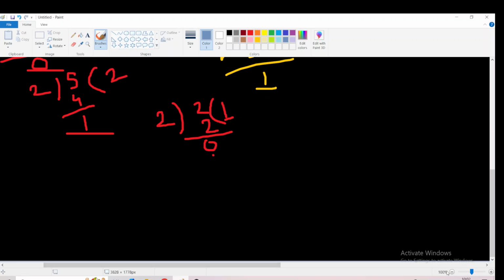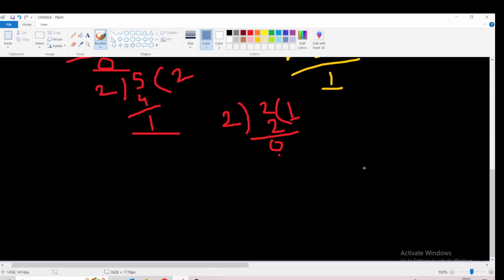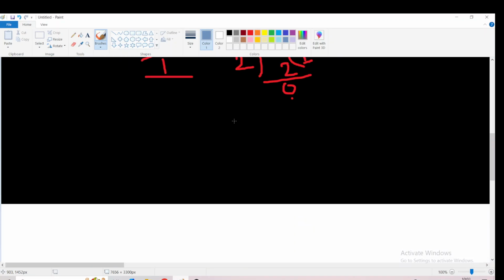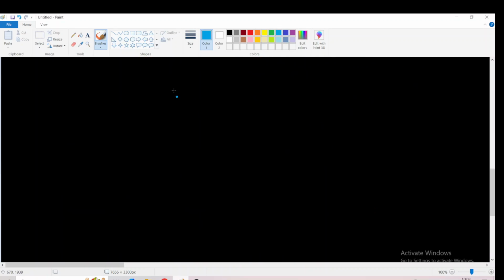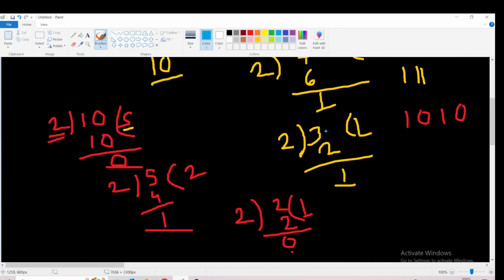Okay, let me increase the size. Now let's take another color and let me try to explain the digit DP part. So how are we using digit DP here? Digit DP means that we will iterate over the digits. This digit DP part is simpler than changing the base of a number from base 10 to a different base.